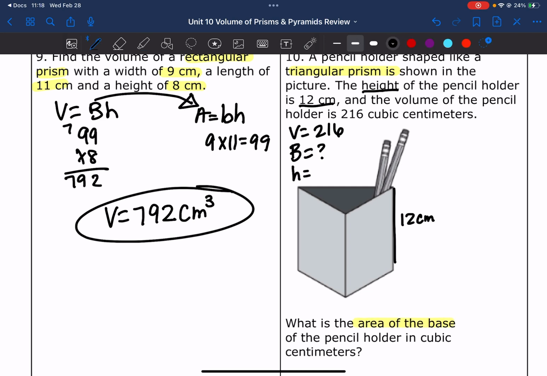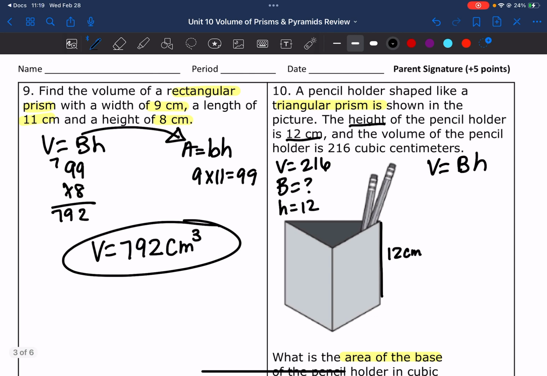I do have the height, which is 12. Okay, so volume is equal to capital B times height. Normally I would have to also use area equals base times height divided by 2 for finding the area of the base, but because I have the height and the volume, I don't have to do that. All I have to do is substitute the values that I do have. So 216 equals capital B times 12.